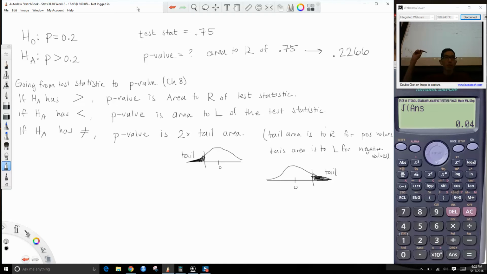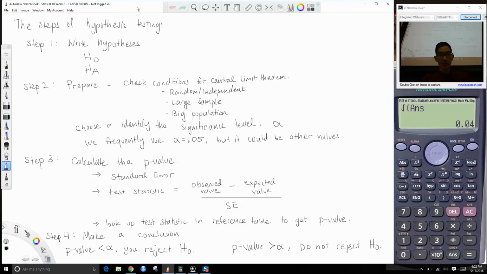Okay, good? Can you label your examples, step 1, 2, 3, 4? Yeah, everything here has been step 3. Step 3 is a big one. I could go back and label this like step 3A, step 3B, and step 3C if you want. Step 3A will be the standard error, step 3B is the test statistic, and step 3C will be looking up the test statistic to get your p-value. Okay?